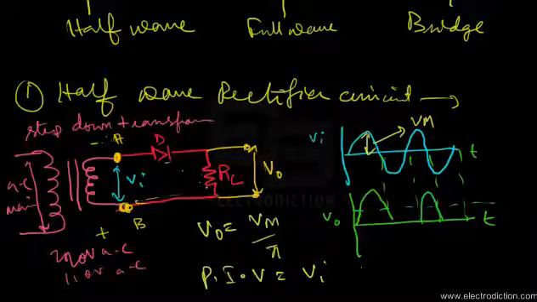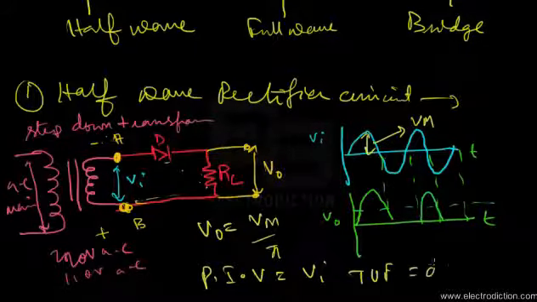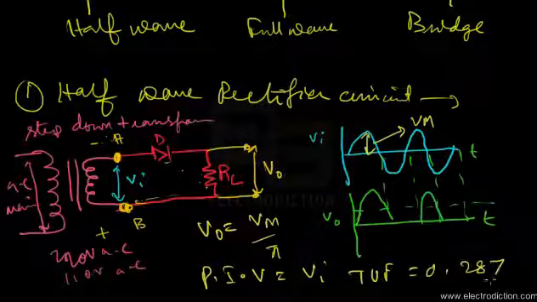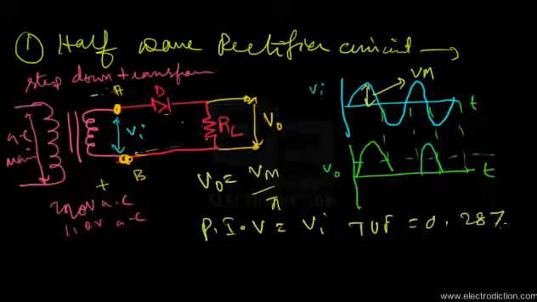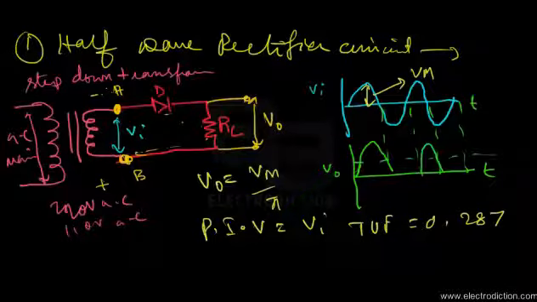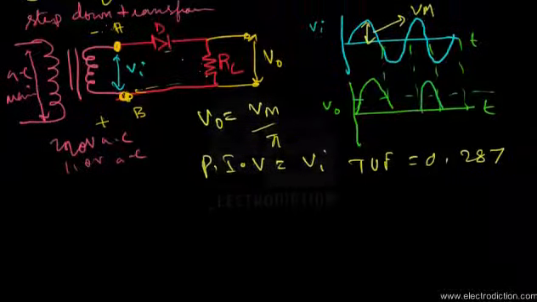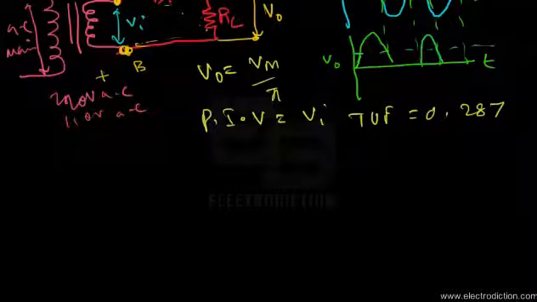And this rectifier circuit has a transformer utilization factor of about 0.287. So that means the circuit utilizes or rectifies about 28.7% of the total AC input power available at the terminals A and B. So having said that, let us go to the discussion on the full wave rectifier.